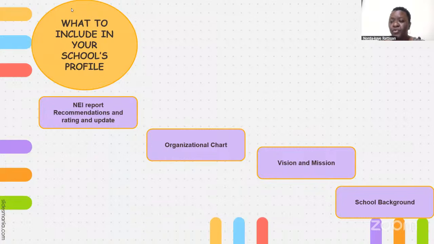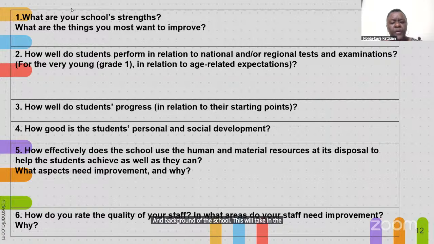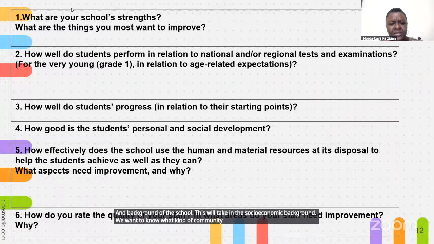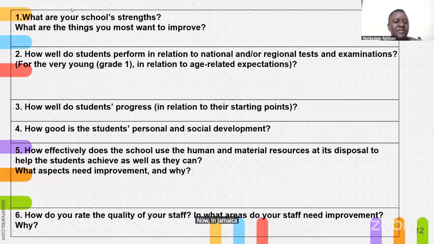And the background of the school. This will take in the socioeconomic background. We want to know what kind of community this school is based in, what the population looks like, and those sort of things. Now, in Jamaica, we are standardized in terms of what we put in our SSE. And we are guided by 11 questions, and these are the questions.